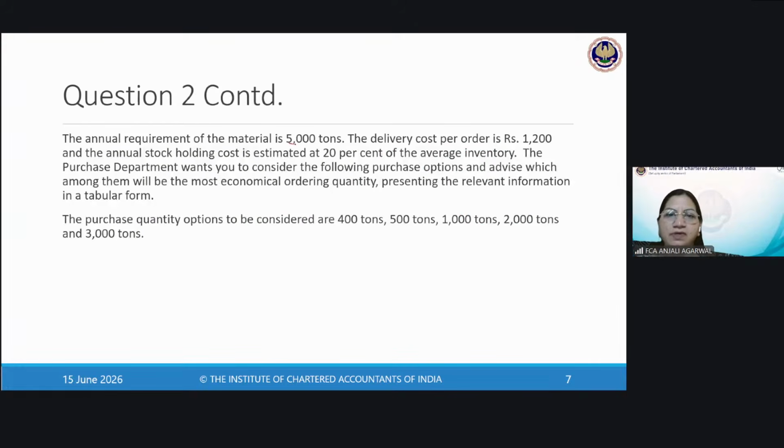How much is the annual requirement? 5,000 tons. So the annual requirement of raw material is 5,000 tons. The delivery cost per order is 1,200. So this is your P. Usage is 5,000 tons and the delivery cost per order is 1,200 rupees. How much is the annual stock holding cost? It is calculated as 20% of the average inventory. So like I said, if the storage cost is given as a percentage of the inventory cost, you will have to calculate 20% of the raw material cost.